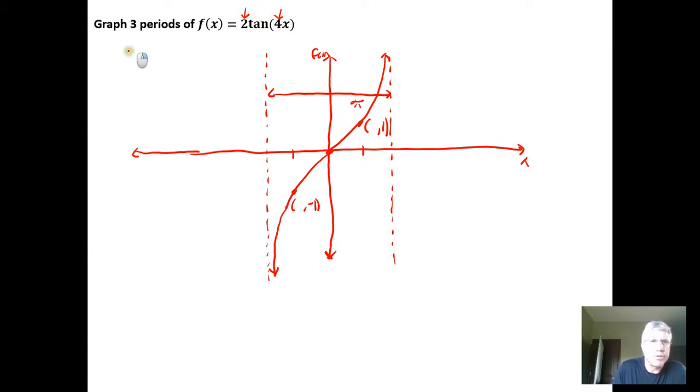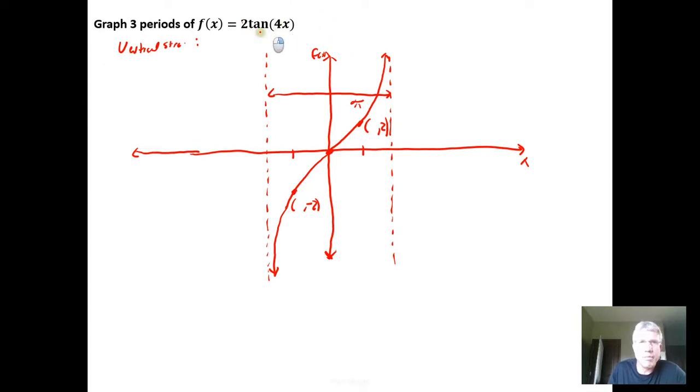Well, the 2 is a vertical stretch, so we have a vertical stretch by a factor of 2. So when the tangent function is equal to 1, we'll get 2 times 1 is 2. And when the tangent function is equal to -1, we'll get 2 times -1 is -2. So the outputs will be 2 and -2 there. So that takes care of the stretch part.